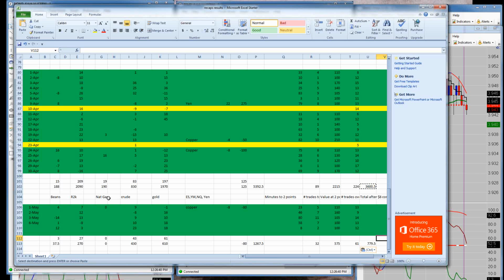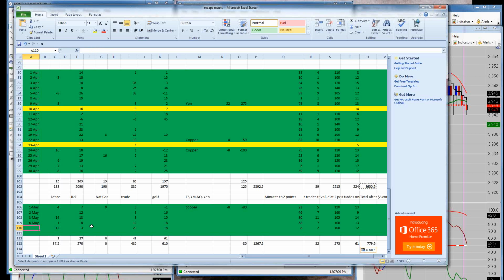Our first trade was a break-even trade. Our second trade went for 2 points. I'll go over all the trades shortly. We had 12 trades in total. So far on the month, we are 5 days into the month, and we are plus $1,267.50 per contract gross in the live trading room.